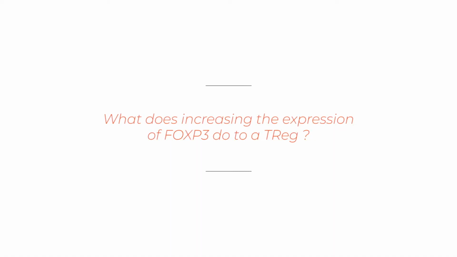FOXP3 is a master transcription factor that is expressed by regulatory T cells, and like other transcription factors, it has the function to switch other genes on and off. In particular, in regulatory T cells it renders them stable, in a way that they will not switch to an effector mechanism, and also improves their function. By increasing the level of FOXP3 in regulatory T cells, we can avoid the regulatory T cells switching to an effector function, and also ensure that they maintain their function once they have been transferred in vivo.